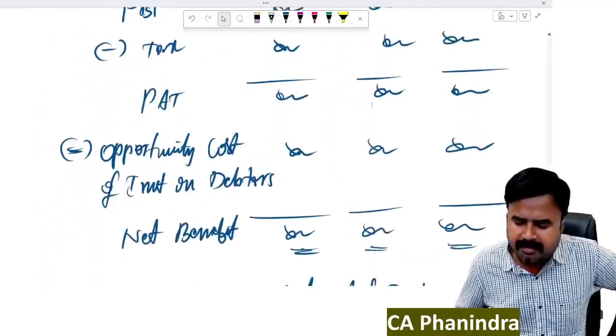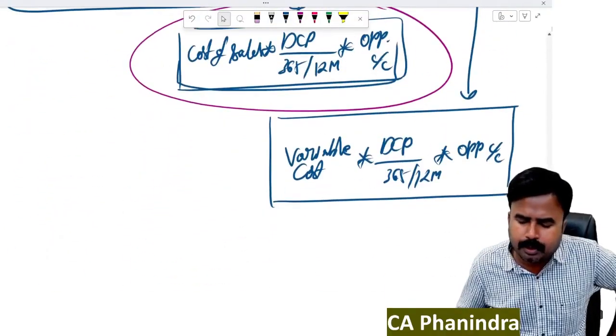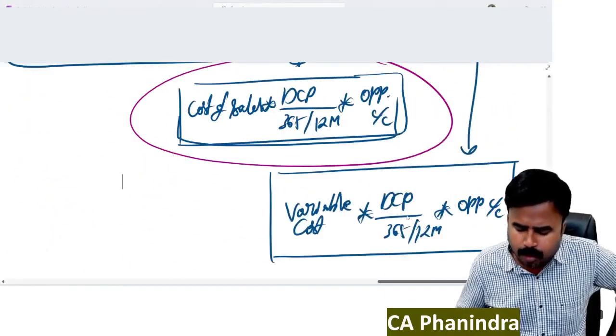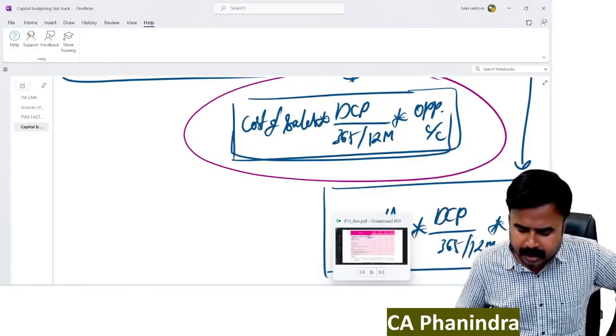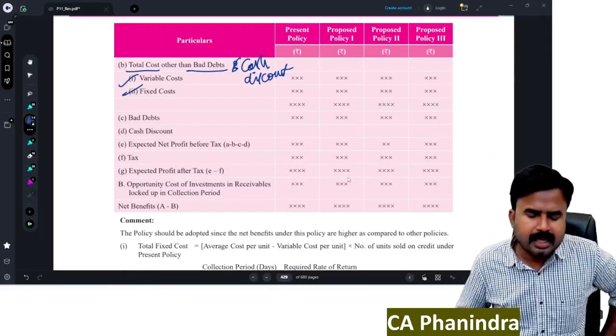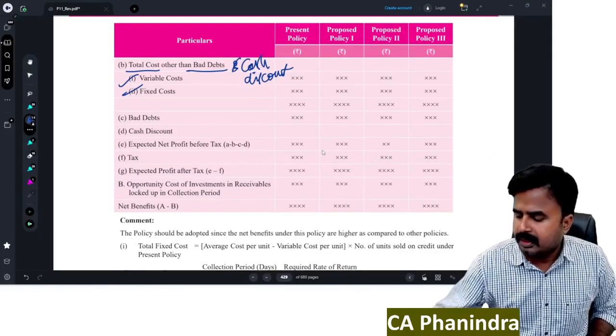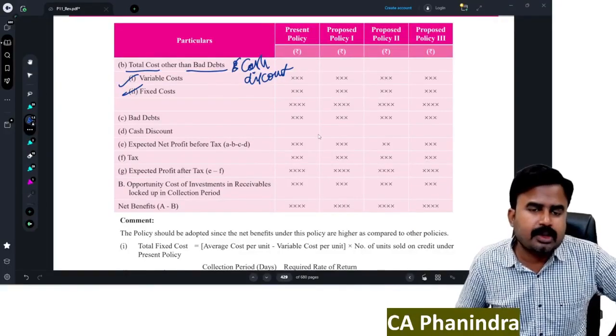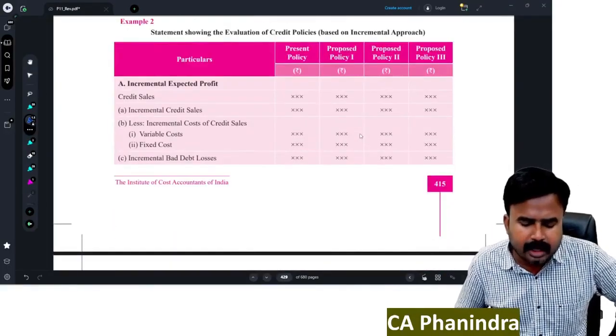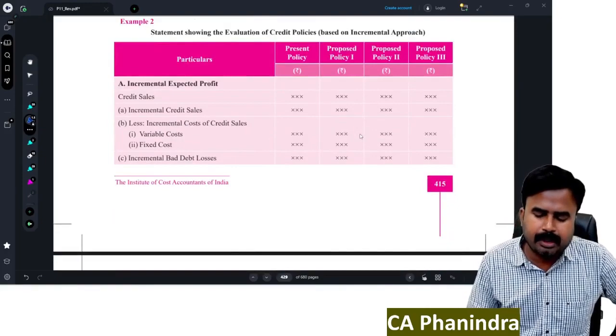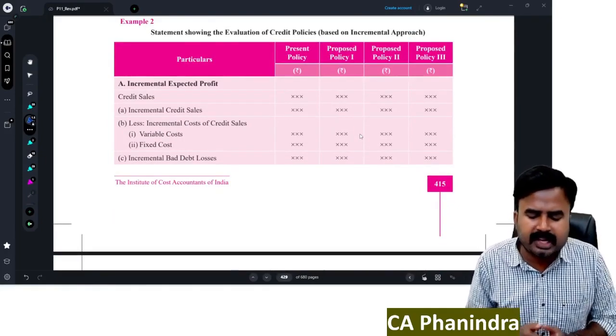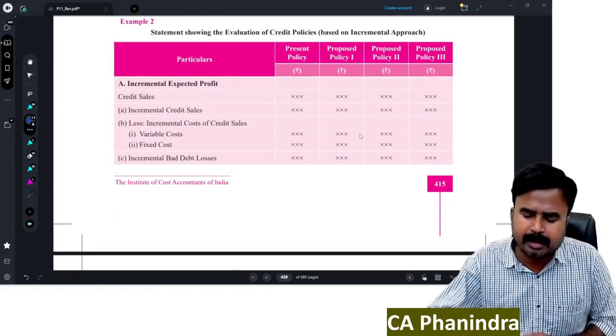We have another approach called the incremental approach. My suggestion is you better follow the total approach every time, if possible, unless the information is not available. In case the information is not available, I must follow the incremental approach mandatorily. That's what example 2 is about. Statement showing evaluation of credit policies based on incremental approach.